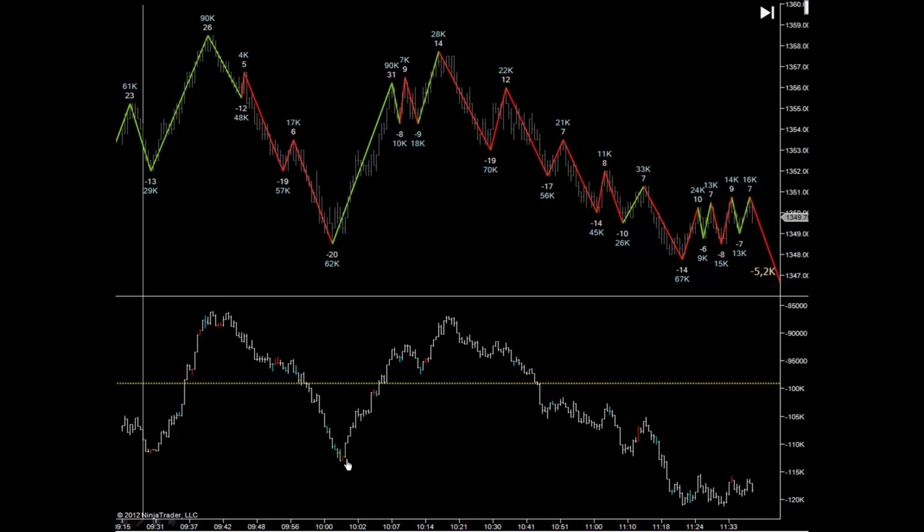Now on the S&P, you're normally looking for the delta to shift 10,000 or more contracts before you change your bias. Okay, so you're looking for a 10,000 shift in delta for a reversal, and you're looking for no shift in delta for a pullback.